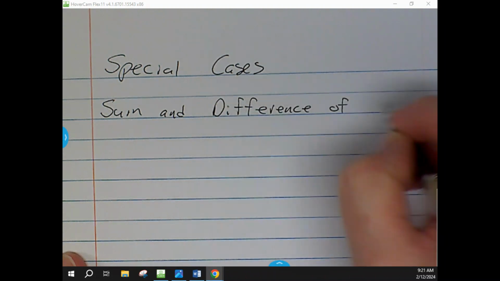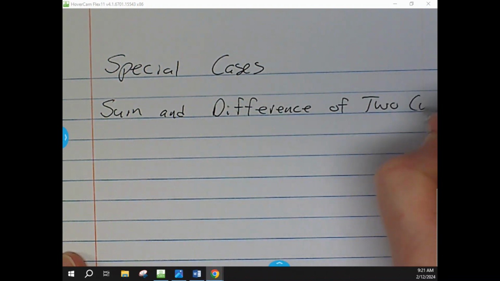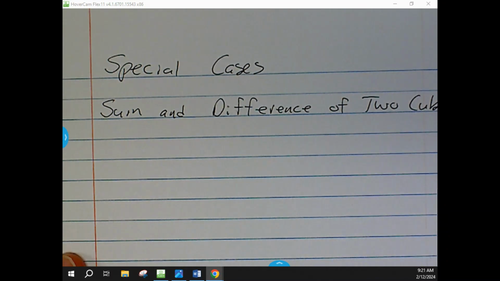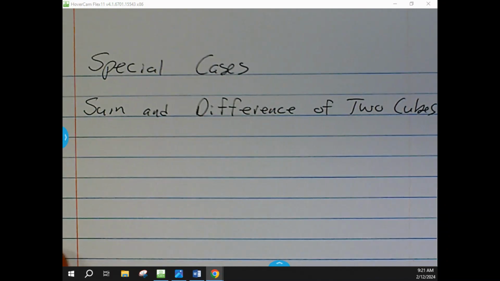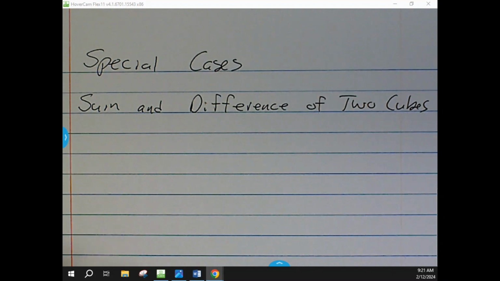Are we numbering books on this blue paper? Yes, blue paper is 13. 13? Yeah. Okay.